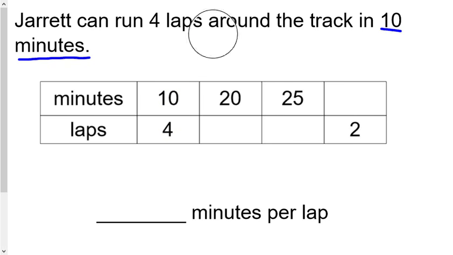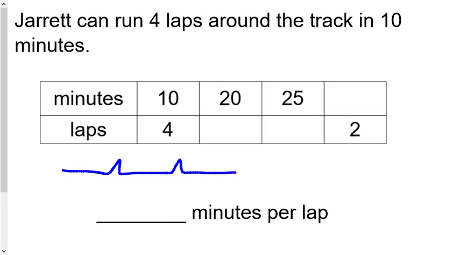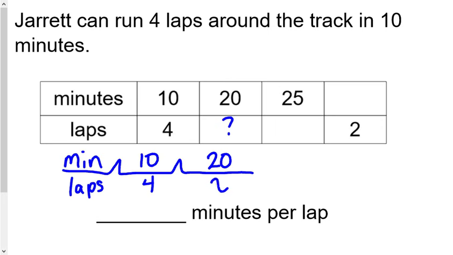And so when we go to work with this ratio table, as long as I know at least one ratio in the table, I can fill out any missing numbers that I want to in the table. Basically what this is saying is I have a ratio of 10 minutes for 4 laps. And when I look at this first box right here and I'm looking for this answer, what that's saying is, if he ran for 20 minutes, how many laps could he run? Now think about how we can solve that.